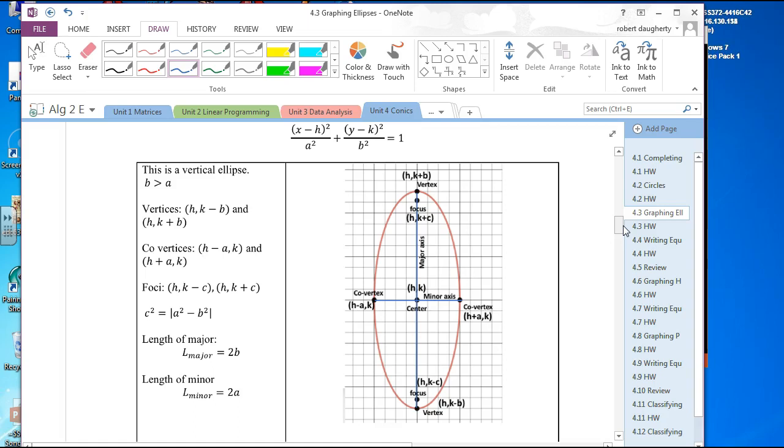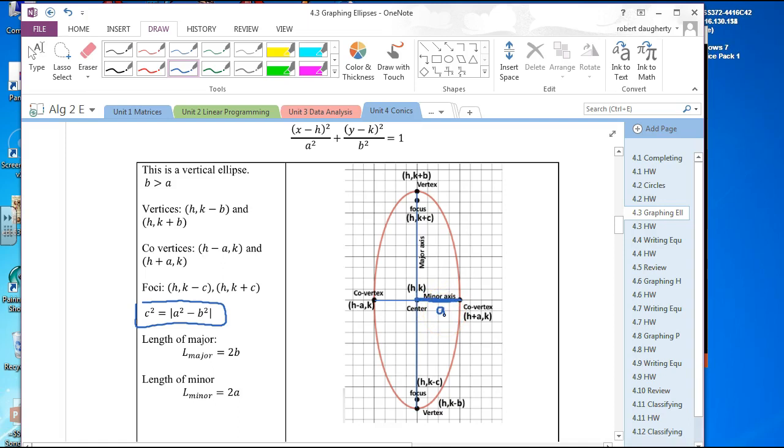The distance from the center to the focus, we're going to define that to be C. And C is going to be the absolute value of A squared minus B squared. So the focal length is C, and C squared is the absolute value of A squared minus B squared. Now, if this distance from here to here, what is this distance? Tell me. What is that distance? That's A.